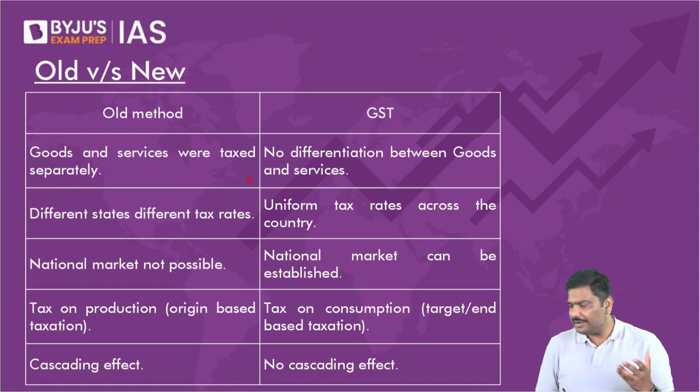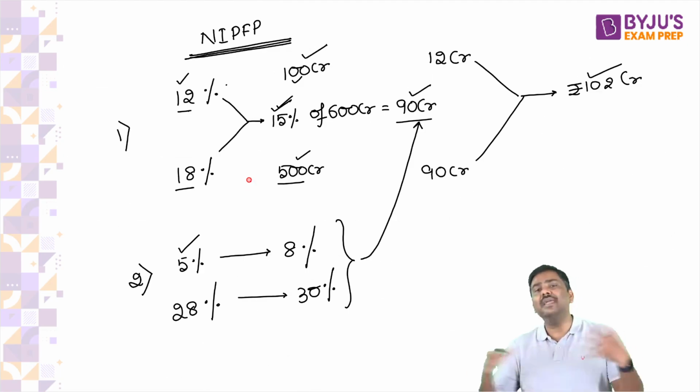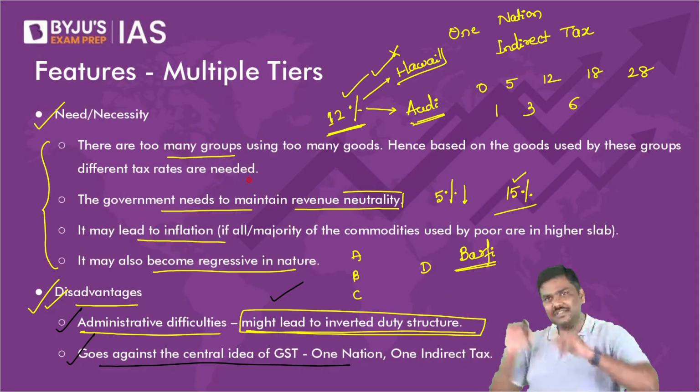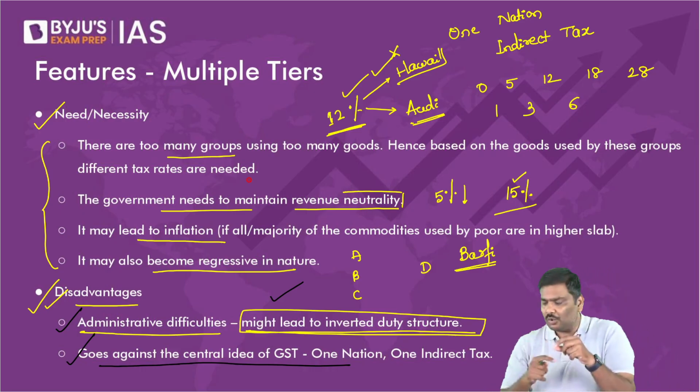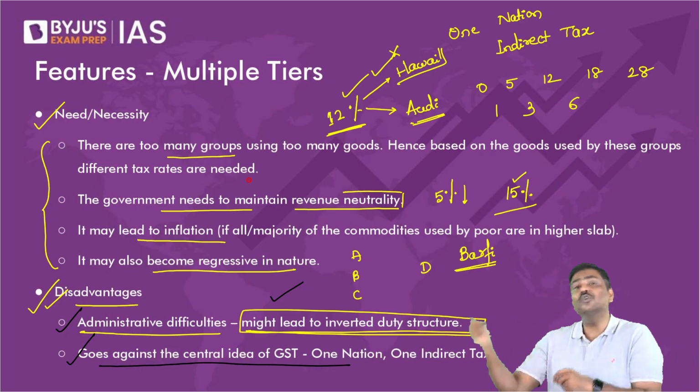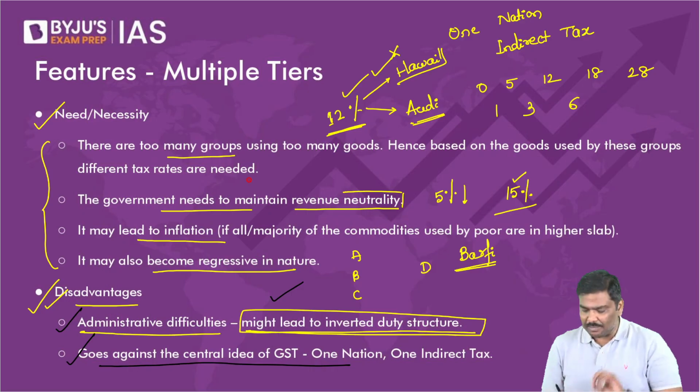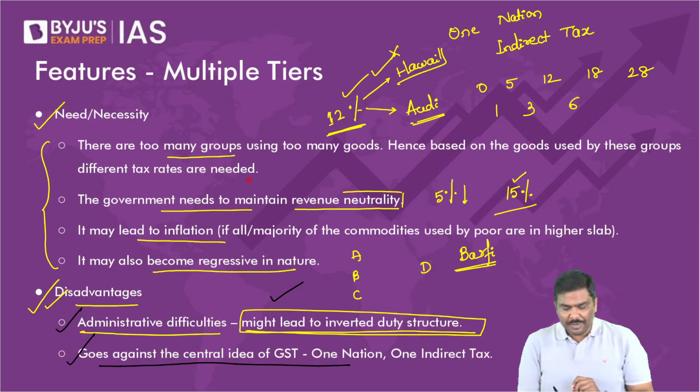Now I hope you understand why states are not happy to give away alcohol under GST. Why central and state governments are fighting whether to have a GST rate on these fuel products or not. Okay, that is the basic argument here. Now let me go forward.